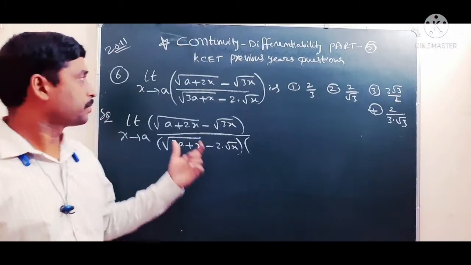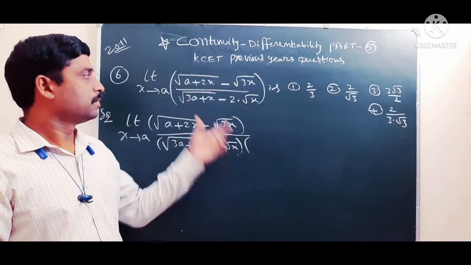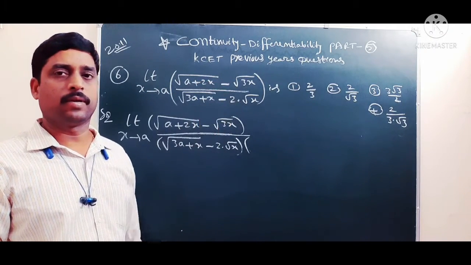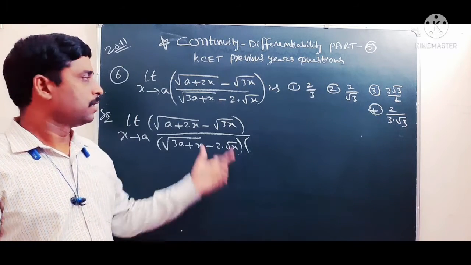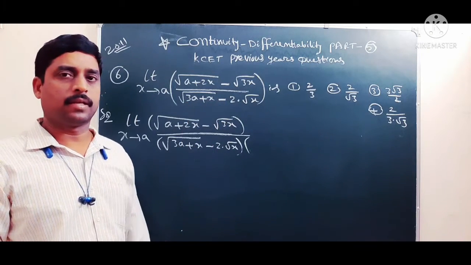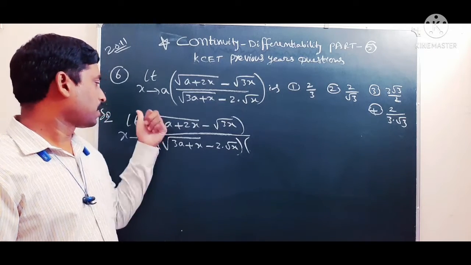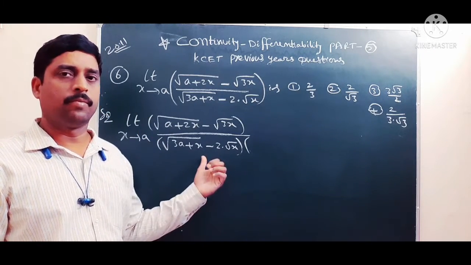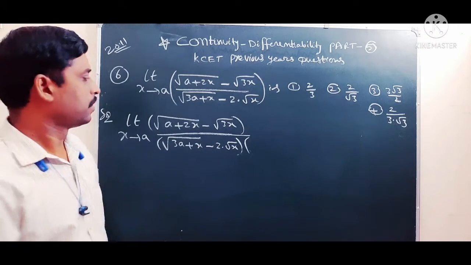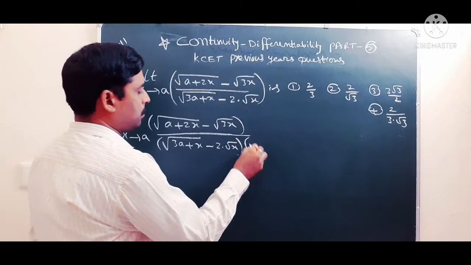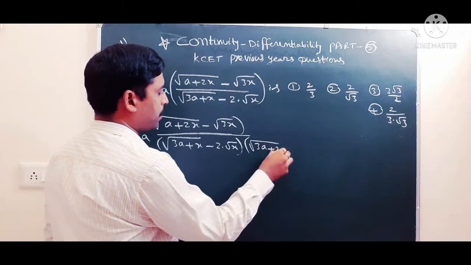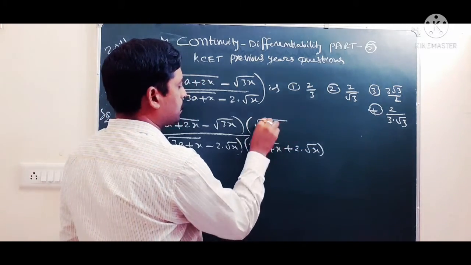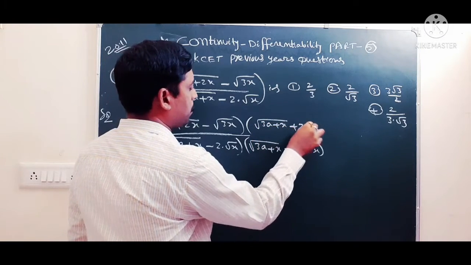So let us go to the next problem. This is from 2011. Limit x tends to a. In numerator and denominator, both have root functions. So for this type of problem, we use the rationalization method. So limit x tends to a. Let us rationalize the numerator as well as the denominator. Denominator rationalization: root 3a plus x plus 2 into root x, into root 3a plus x plus 2 into root x.